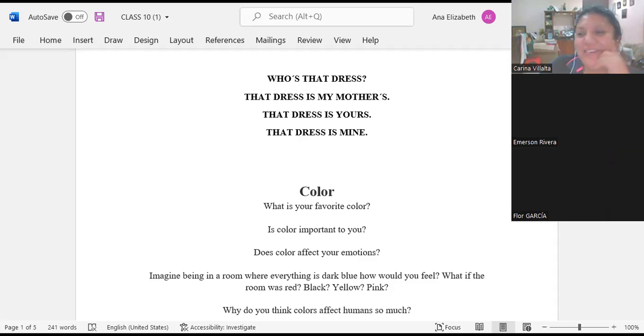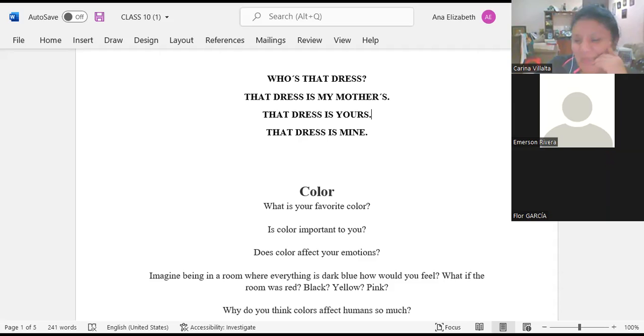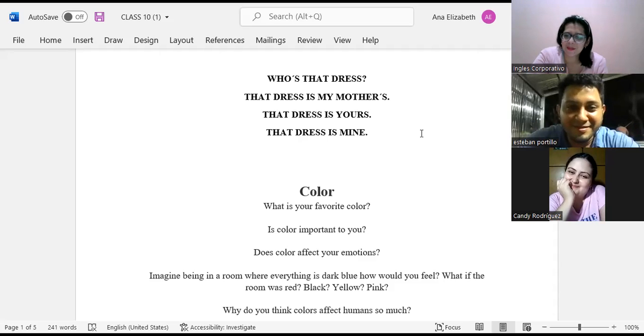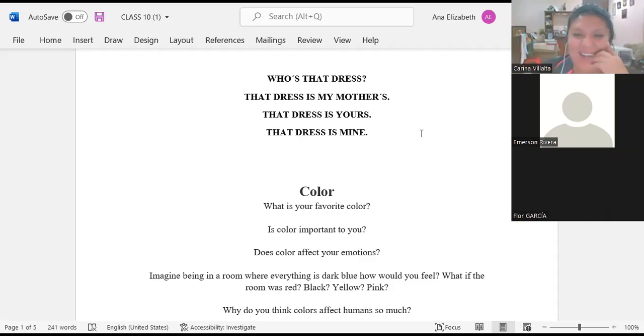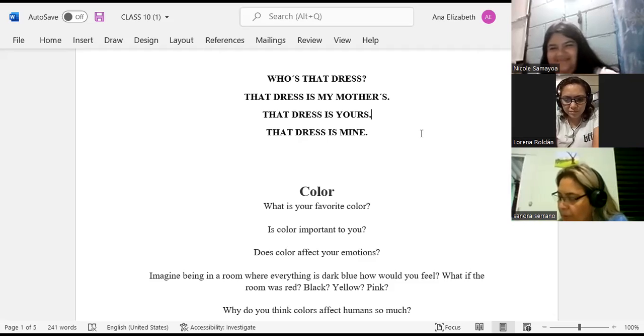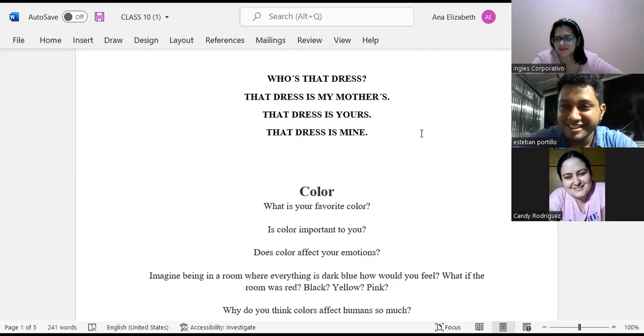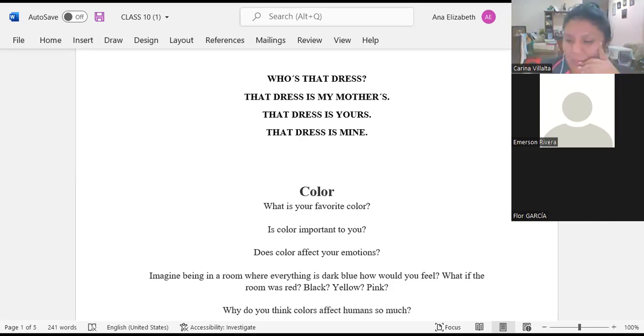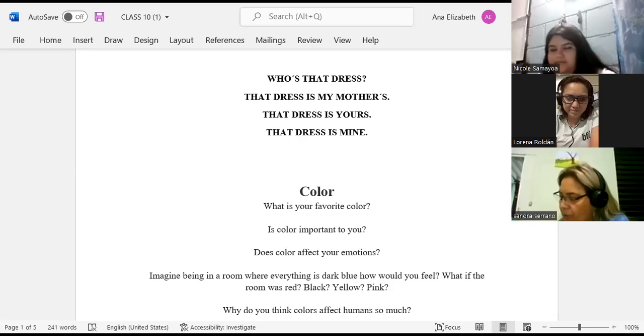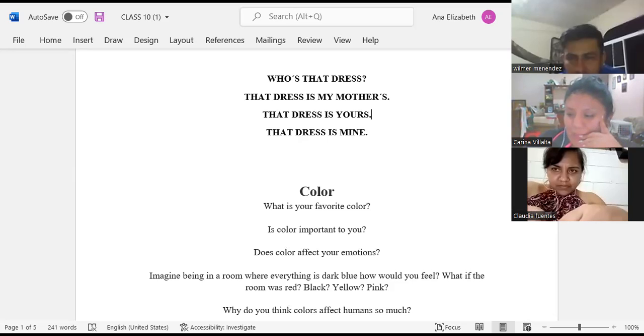What is your favorite color, Emerson? Hey, acabo de responder, pero otra vez. My favorite color is yellow. Ah, sí, acaba de contestar. Pregunte a alguien más, Emerson. Okay. Liz Vanegas. Liz, what is your favorite color? My favorite color is red. Excellent.